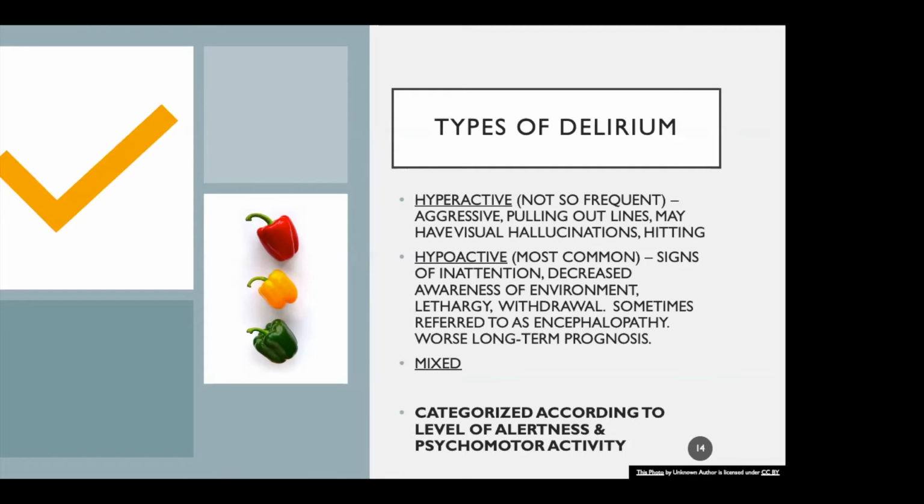And then you have the mixed version where you can have both. So really the types of delirium are categorized by the level of alertness and the level of motor activity. And the names itself suggest that, right? Hyperactive and hypoactive.